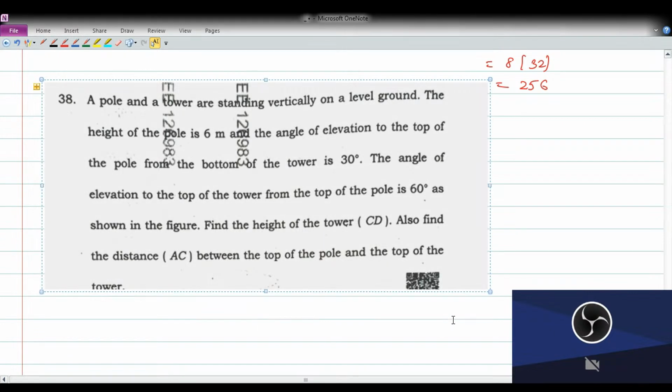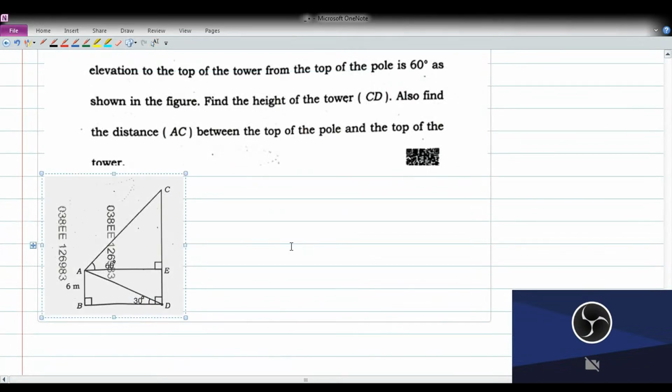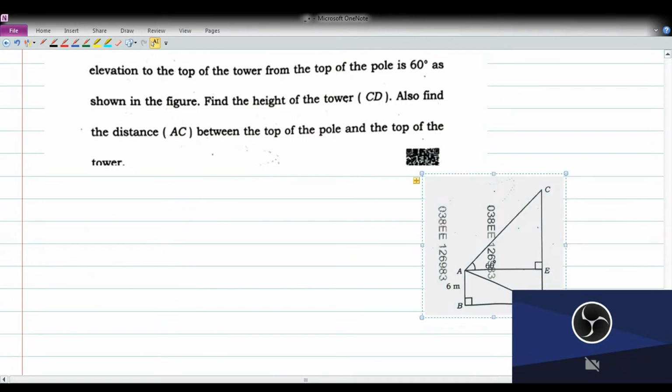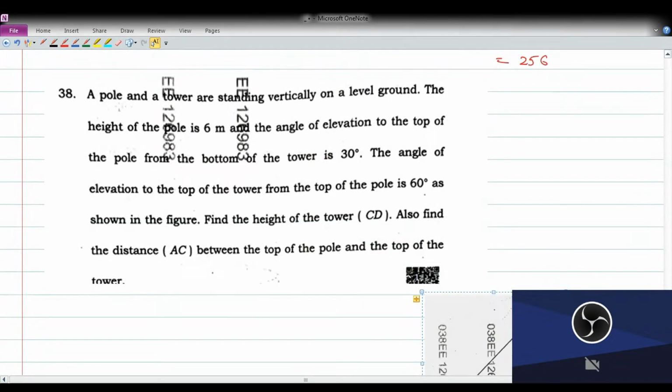So this is the question. Sorry for the delay. This is the question from the chapter arithmetic progression. A pole and a tower are standing vertically on a level ground. The height of the pole is 16.